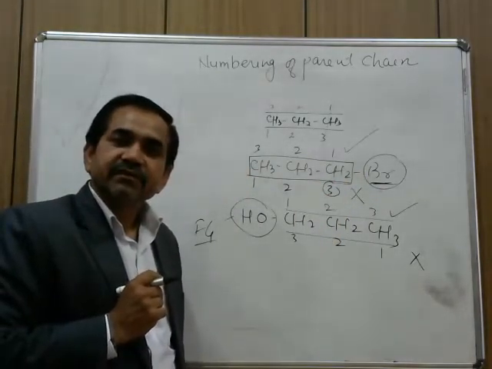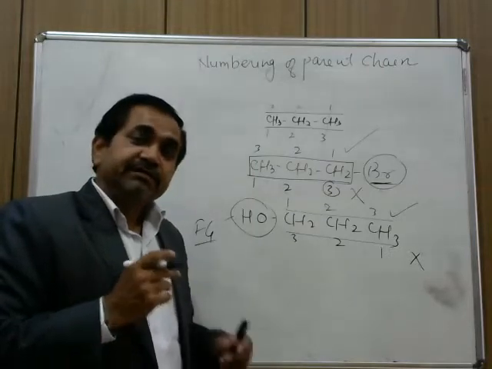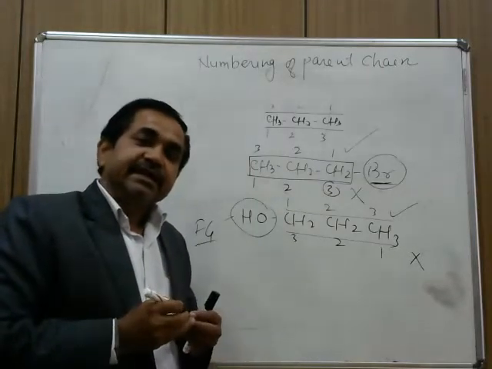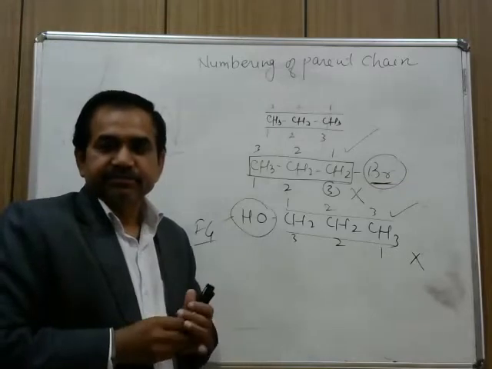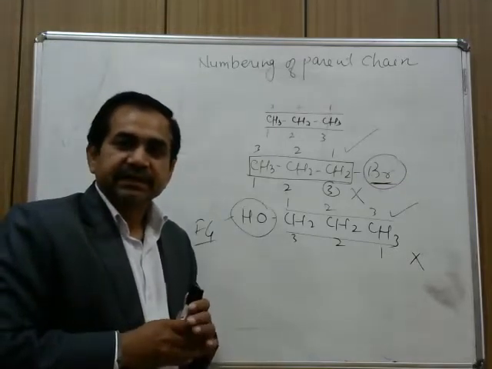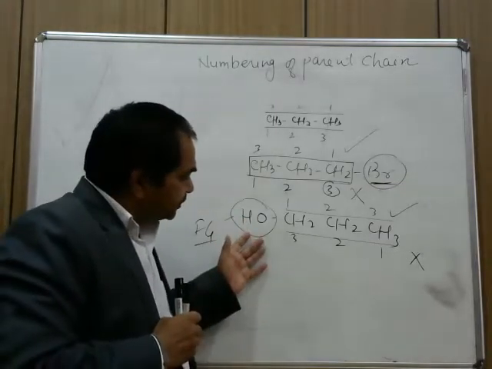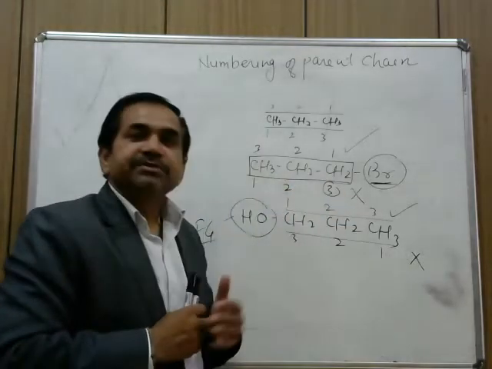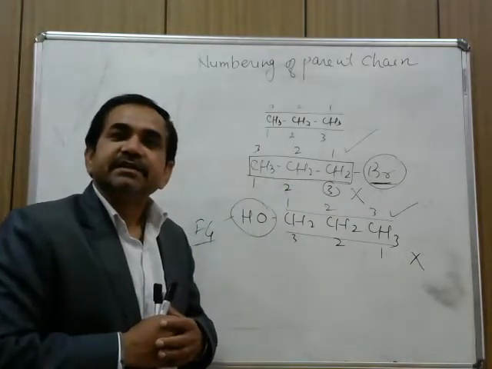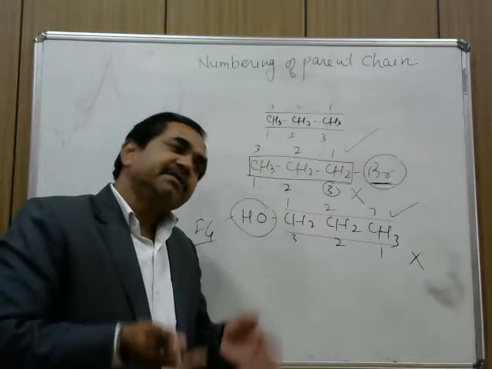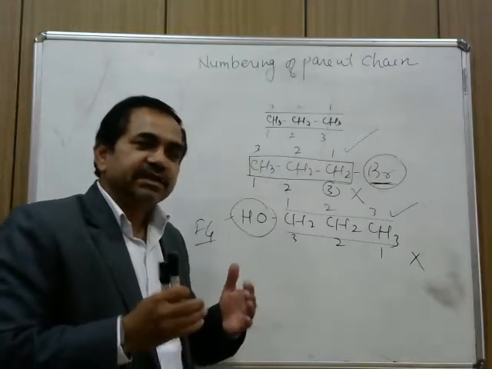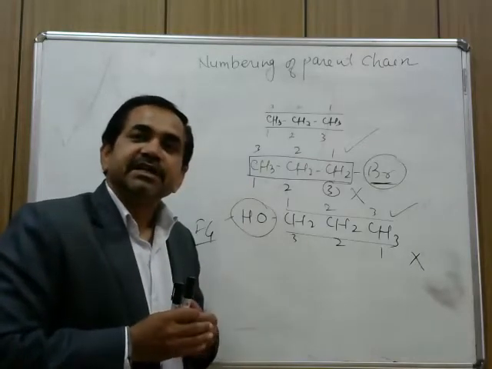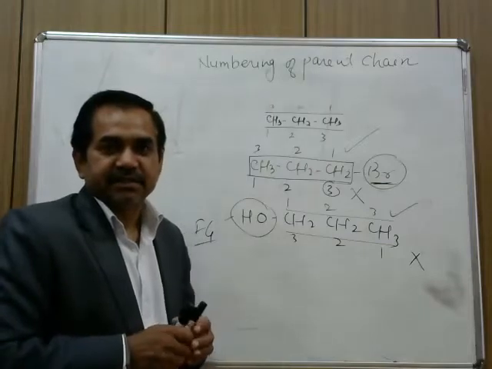So if a compound contains either a functional group or a substituent, then it should be numbered from that side which gives the least number to their positions.